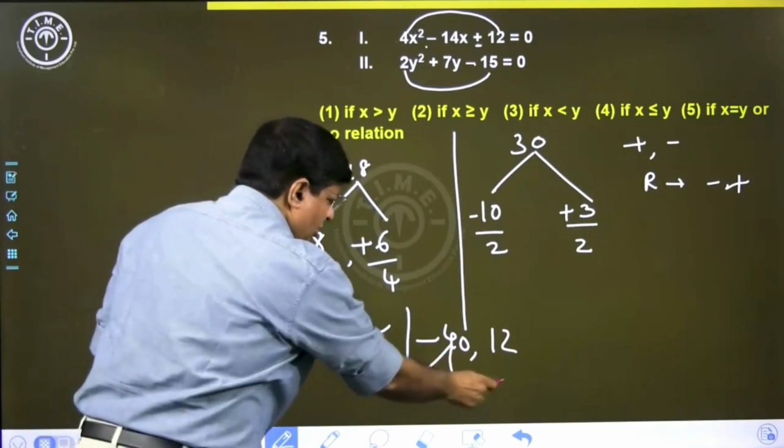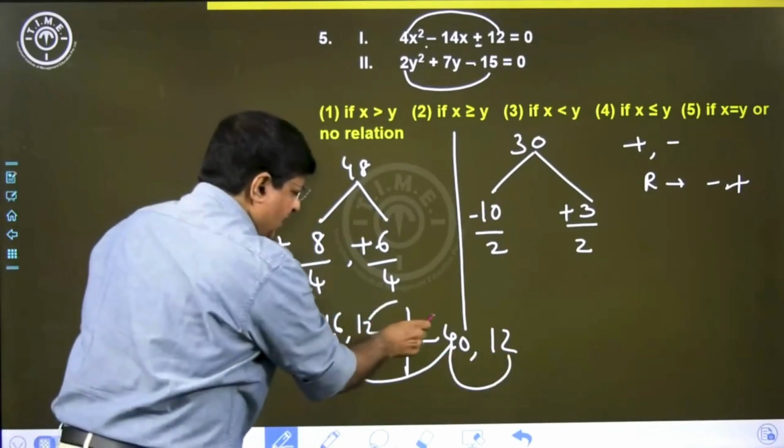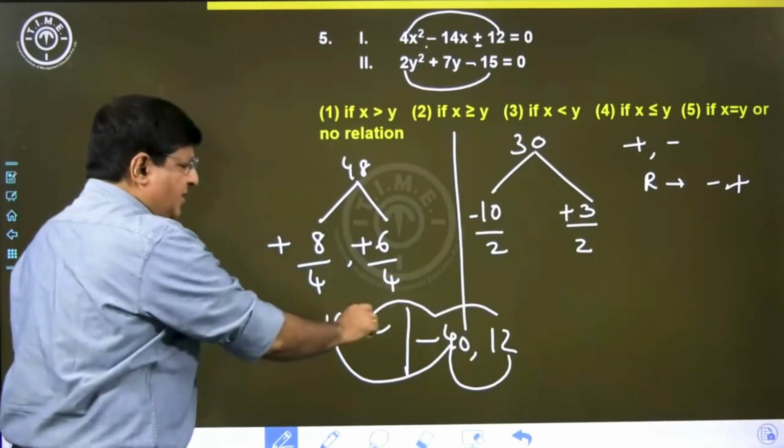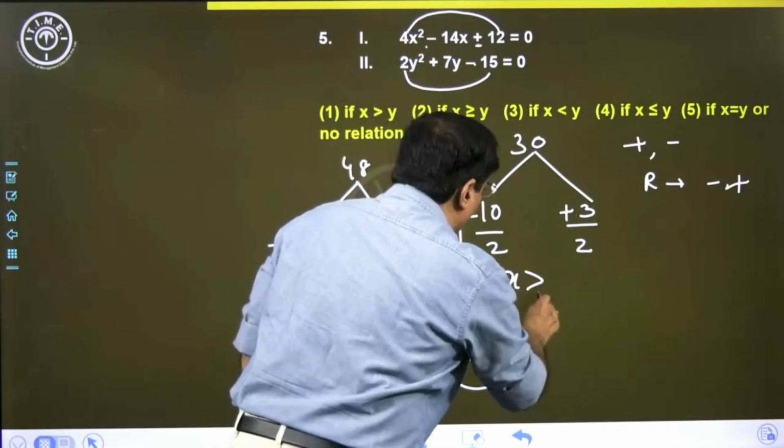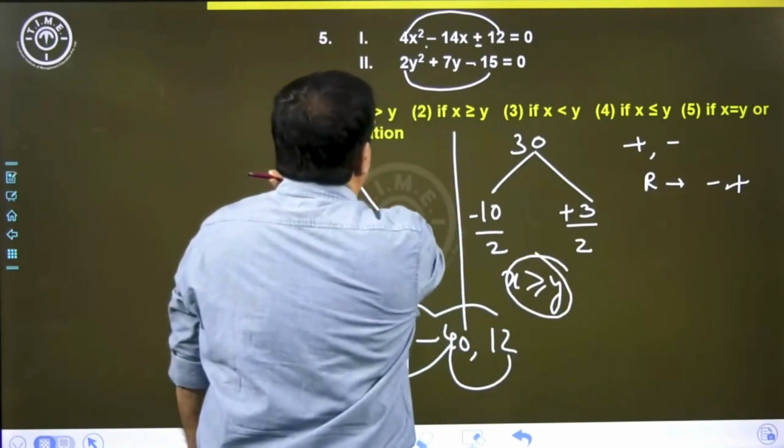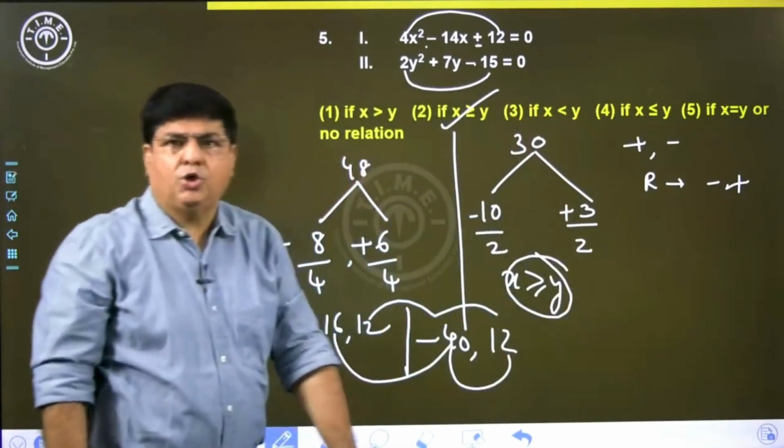16 is greater than both these numbers. 12 is greater than 40 but equal to 12. So x is greater than or equal to y. What is our answer? Option choice 2.